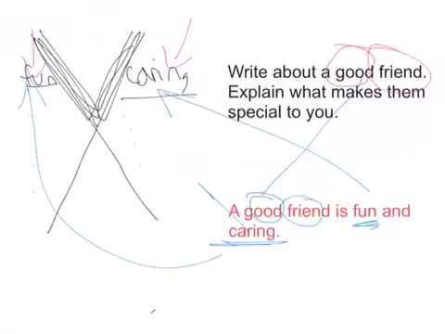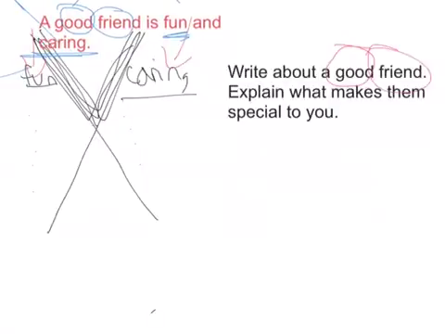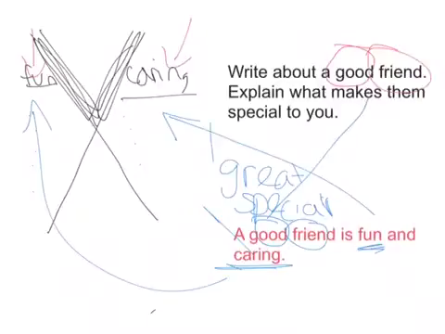Okay? So again, you can go ahead and write one sentence and put it in the top triangle piece over here. Now, if you want to, you can go ahead and try and challenge yourself and maybe change up some of the wording. So maybe instead of good, what if we wrote special? A special friend is fun and caring. Or you might say a great friend is fun and caring. Maybe a marvelous friend or a treasured friend.